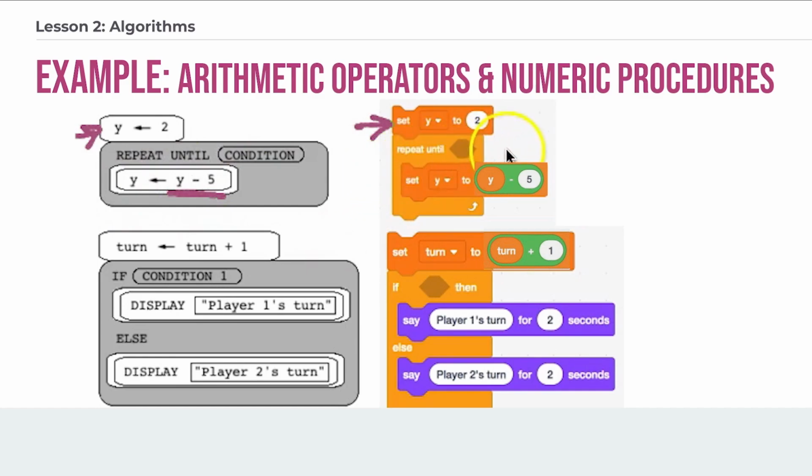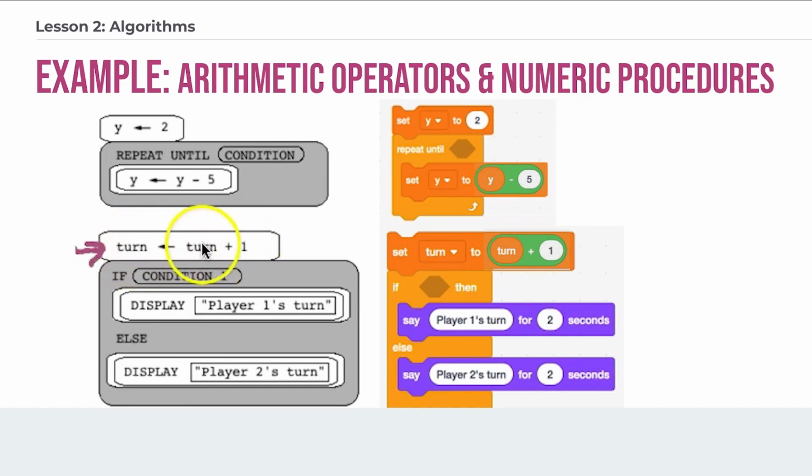So repeat until some missing condition, there's that hexagon for a Boolean, and condition is Boolean. So repeat until whatever condition happens, decrease y by 5 throughout the loop until the loop stops. All right, and then we've got right over here, here's another example. This is an assignment. We've got a variable called turn, and whosever turn it is, we are setting it to whatever turn was last time plus 1. So if turn was 2 last time, now turn is going to be set to 3.